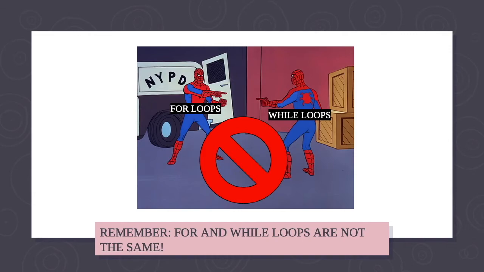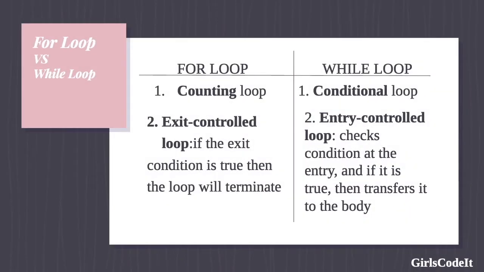It's also worth noting that for loops and while loops are actually not the same. They're pretty different, and here's why. A for loop is a counting loop, which means it repeats a certain number of times. A while loop is a conditional loop. The loops that repeat until a certain thing happens, which is, they keep repeating as long as some condition is true, is called a conditional loop.